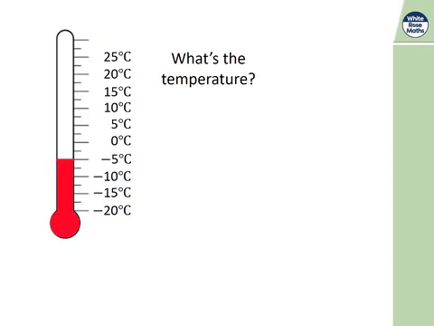Negative numbers are used a great deal when reading the temperature. So let's work out what's the temperature on the thermometer. First of all, look for the top of the liquid where the level is and line it up with our scale. Here it's lined up with negative 5, so the temperature is negative 5 degrees Celsius.